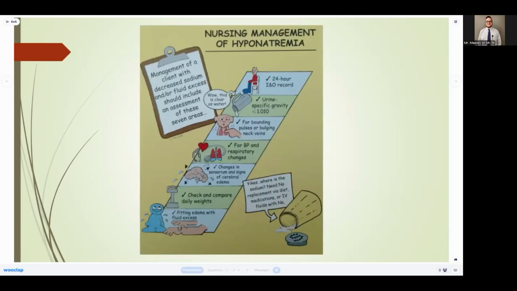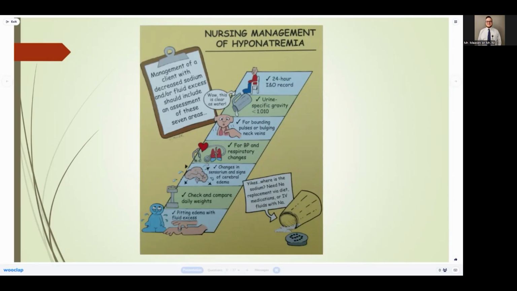So what is a nurse going to do? Definitely with this, fluid balance, intake and outputs, urine specific gravity. You're seeing if they're in fluid volume overload. Again, fluid volume overload is basically causing a dilution. It's diluting down the amount of sodium compared to water in the blood vessels.